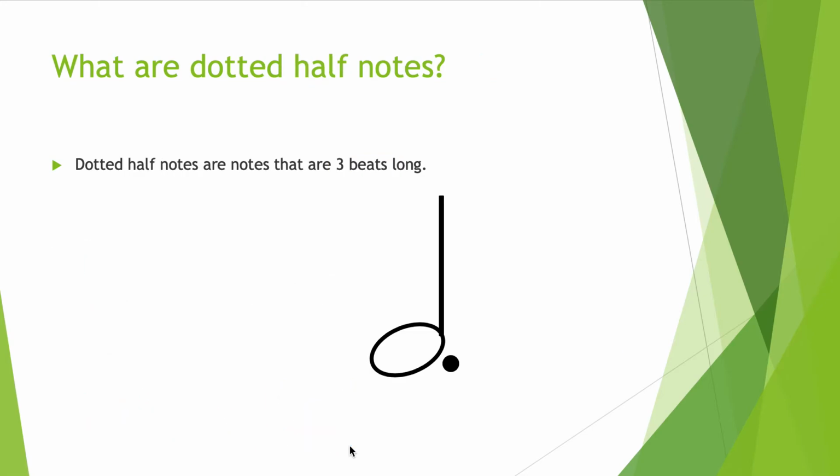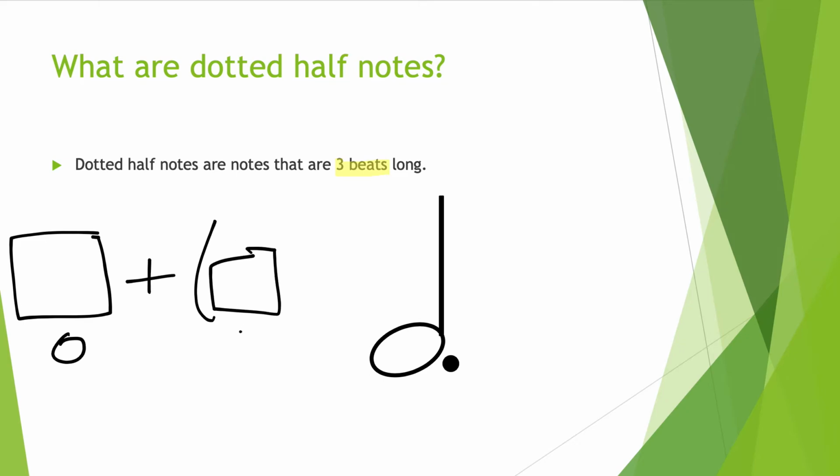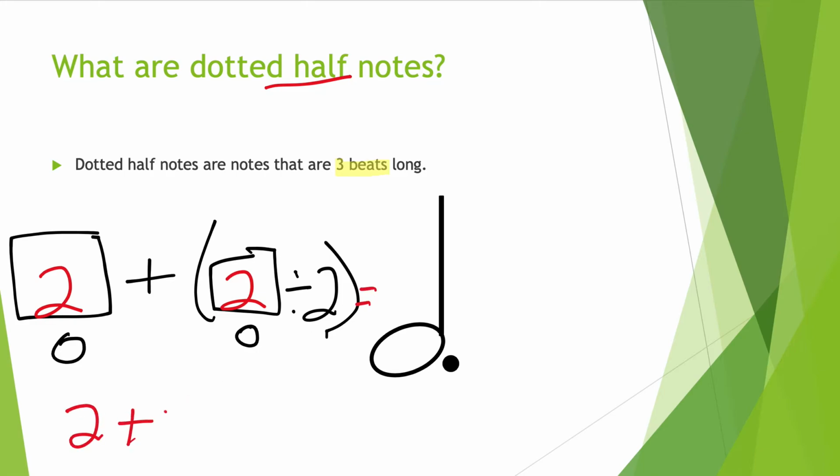Let's do this again with dotted half notes. So dotted half notes are notes that are 3 beats long. So based on our last formula, we take the original value plus the original value divided by 2. So the original value of a half note is 2. So this is the same as 2 plus 2 divided by 2, which is 1, to get 3.